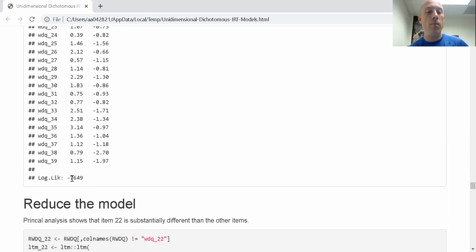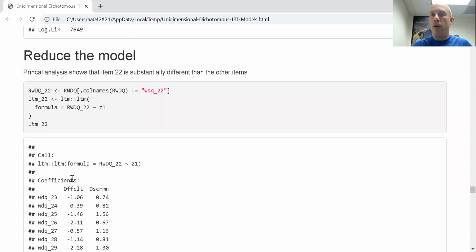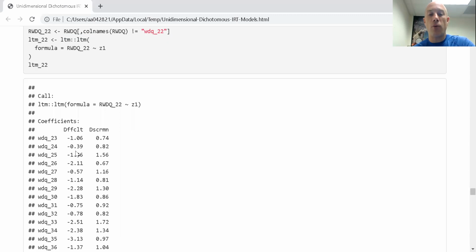We get the log likelihood. Now, if we go in and start looking through, just like we did with the previous number 5 question, we'll notice that number 22 is substantially different from the rest. From analysis of what was going on, which is not part of this presentation, it leads us to believe that 22 should be removed from the data set. It's inconsistent with the rest of the questions. So now I'm going to remove that column, rerun the model, and we get our results.